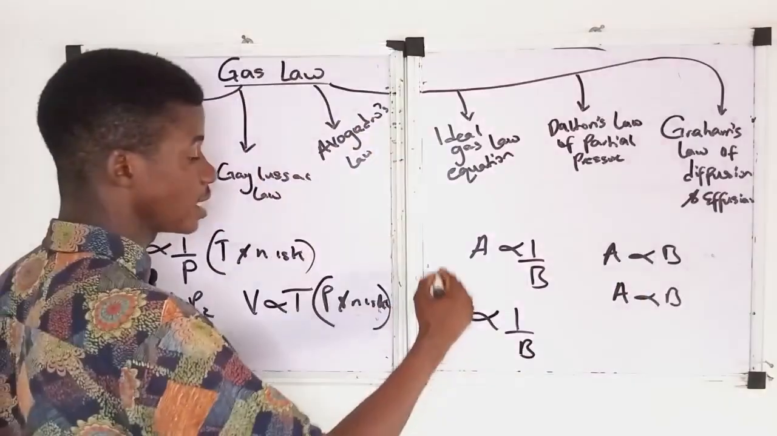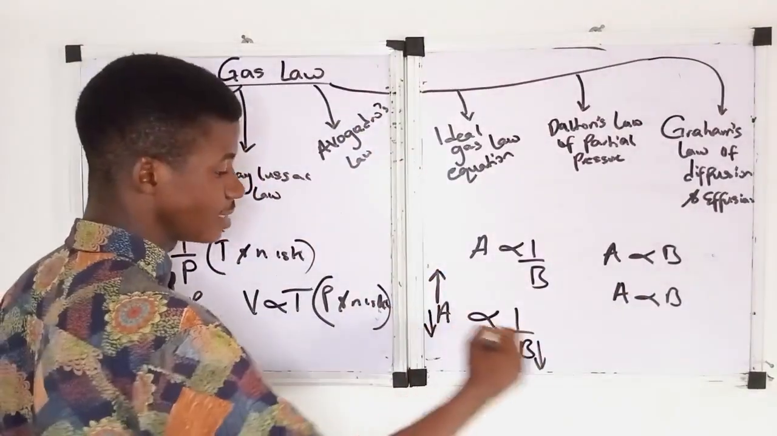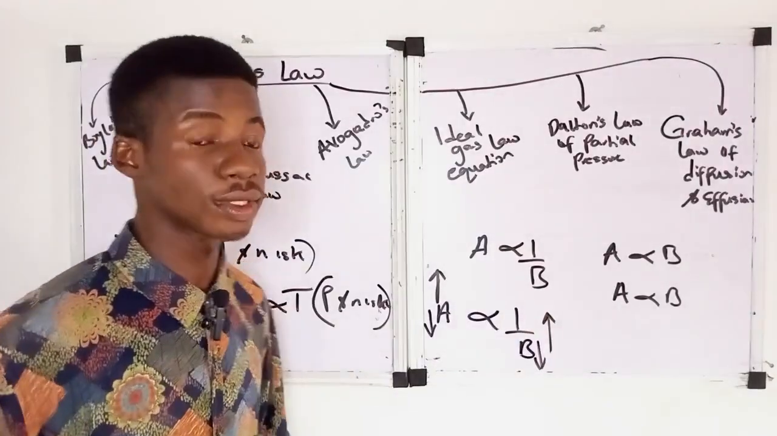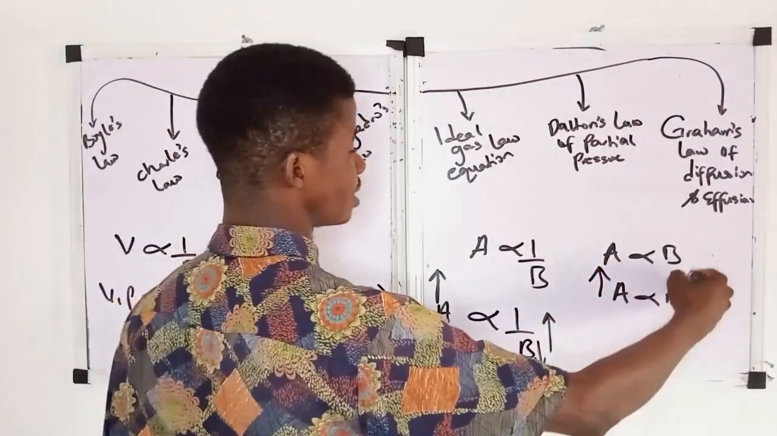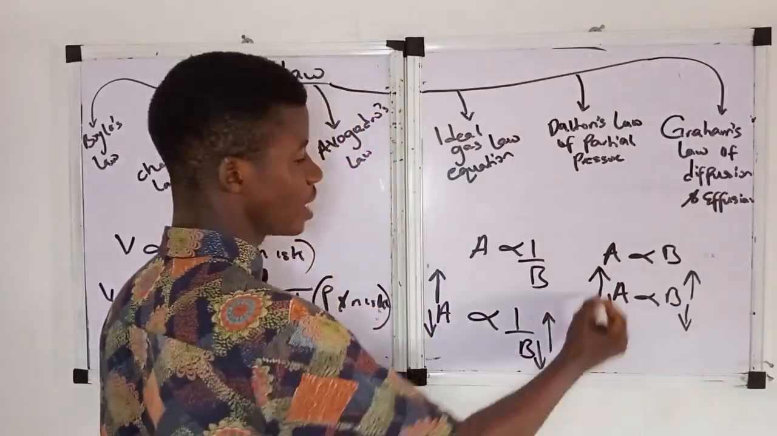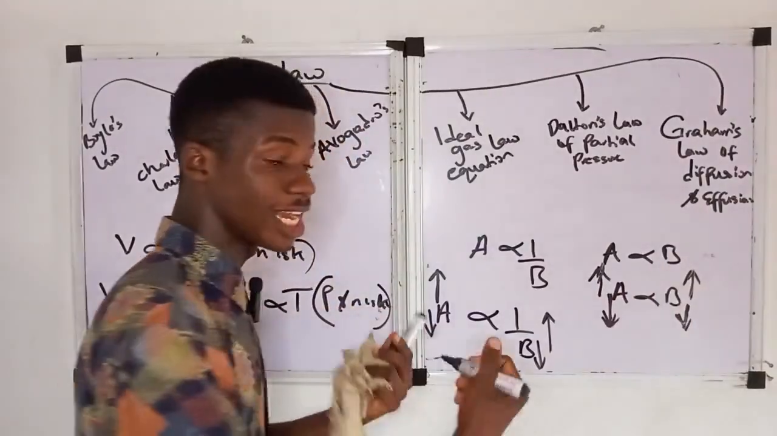It means that as A is increasing, B will be what? Decreasing. Then as A is decreasing, B will be increasing. But for directly proportional, it means that when one is increasing, the other one will still be increasing, right? When one is decreasing, the other one will still be decreasing. So if A increases, B increases. If A decreases, B decreases. So that is for directly proportional.